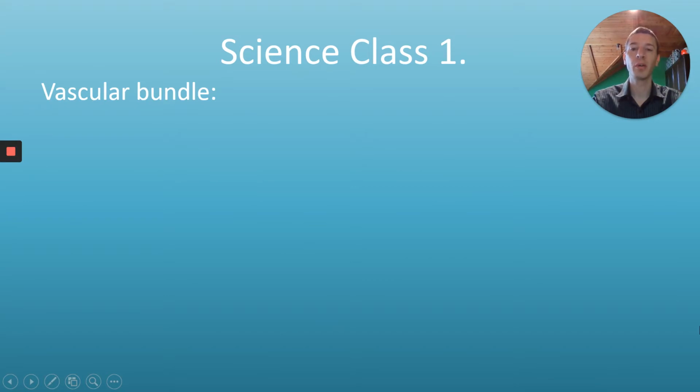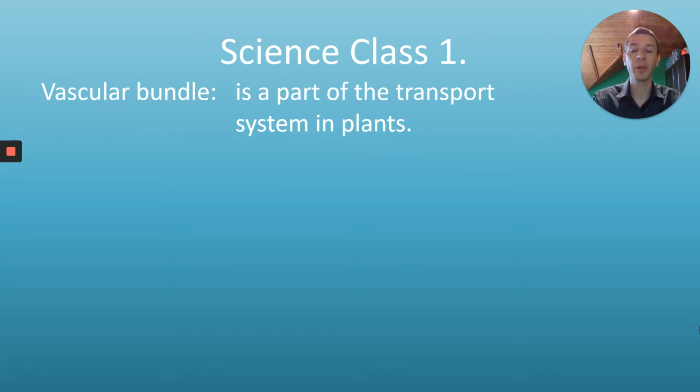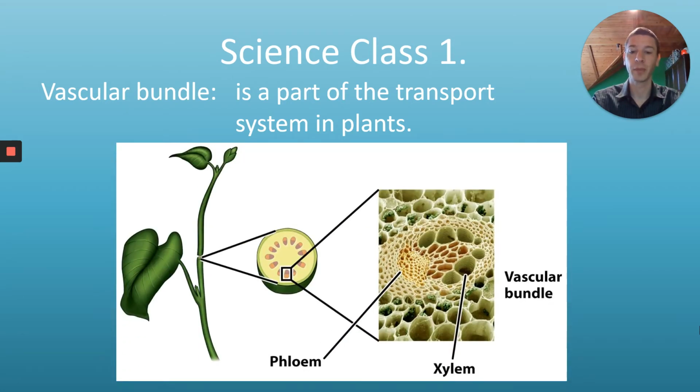Let's start with vascular bundle. Plants are living things. They need water and food to survive. Also, this water and nutrients need to be transported to every part of the plants. So the vascular bundle is a transport system inside the plant. When you look at this diagram, when you cut a plant stem and observe it under a microscope, you will see these tiny little tubes. This is the vascular bundle.